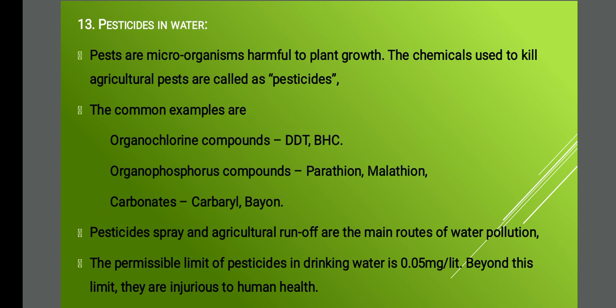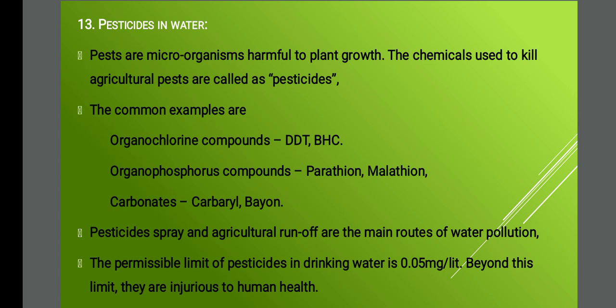The permissible limit is 0.05 milligram per liter in drinking water. Beyond this limit, it is injurious to health. Pesticides mainly come from agricultural runoff, so they are a main source of water pollution.